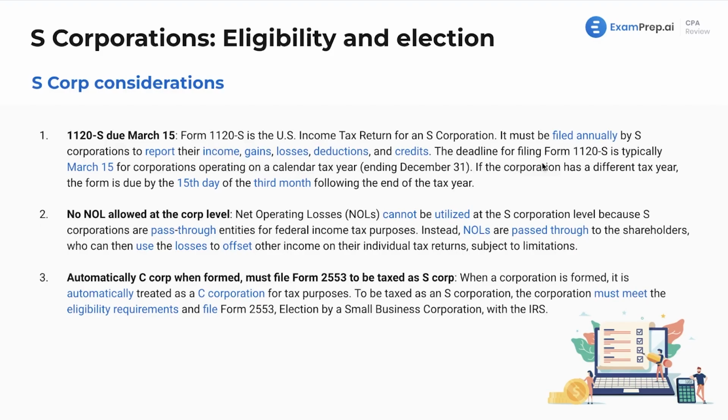The deadline for filing Form 1120S is typically March 15th for corporations operating on a calendar tax year. If the corporation has a different tax year, the form is due by the 15th day of the third month following the end of the tax year.